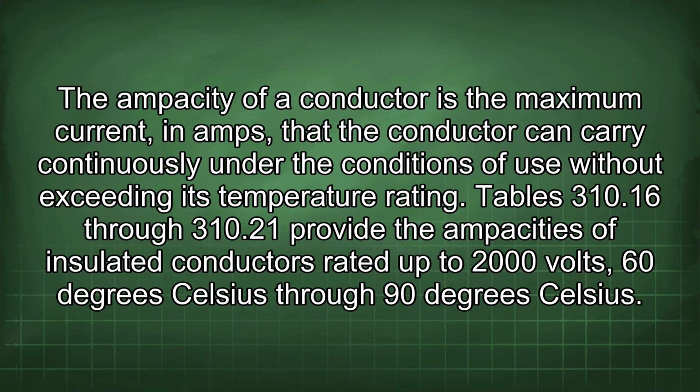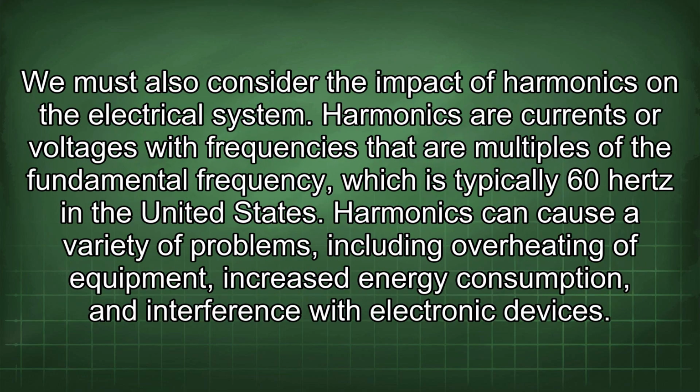The ampacity of a conductor is the maximum current, in amps, that the conductor can carry continuously under the conditions of use without exceeding its temperature rating. Tables 310.16 through 310.21 provide the ampacities of insulated conductors rated up to 2000 volts, 60 degrees Celsius through 90 degrees Celsius. We must also consider the impact of harmonics on the electrical system.